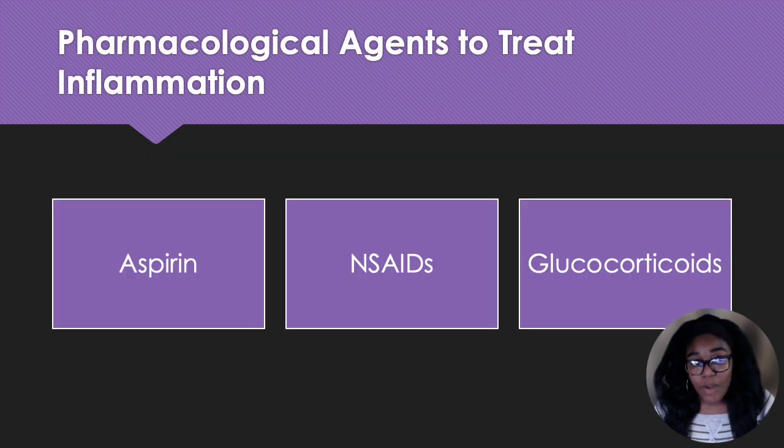We discussed non-pharmacological methods to help with inflammation. So now we'll talk about pharmacological agents that help treat inflammation. Some that you may notice are NSAIDs, and that's generally your pain analgesics, your pain medication. You have glucocorticoid steroids, which are medications that help with the inflammation process. And then you have aspirin that helps with those platelet factors. So again, you have pharmacological agents that help treat inflammation and help reduce that inflammation response.